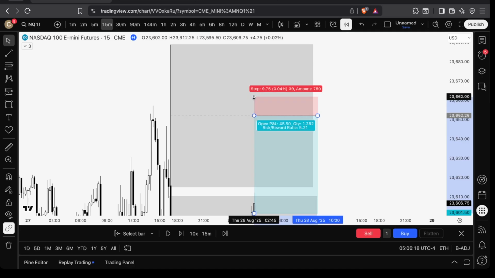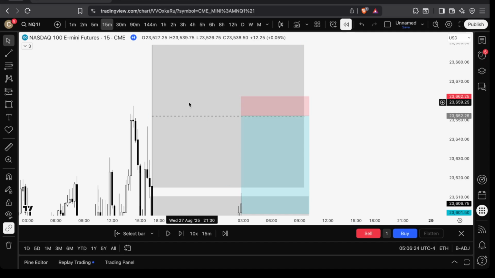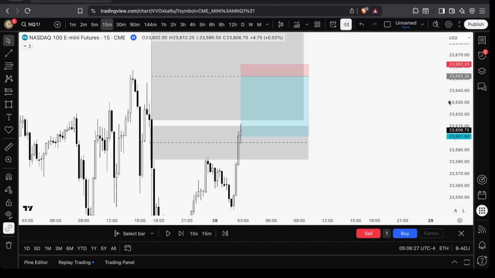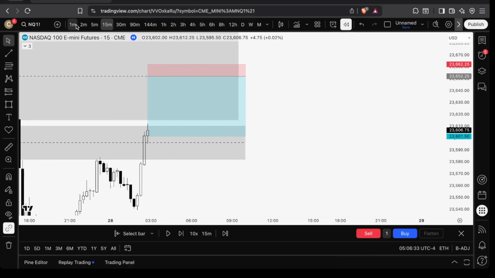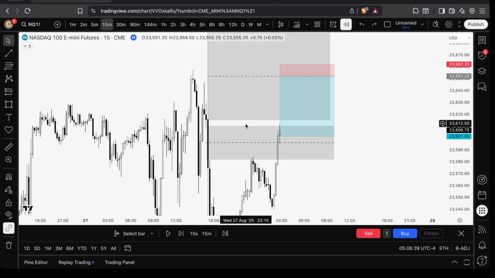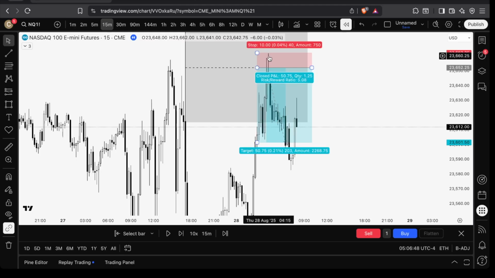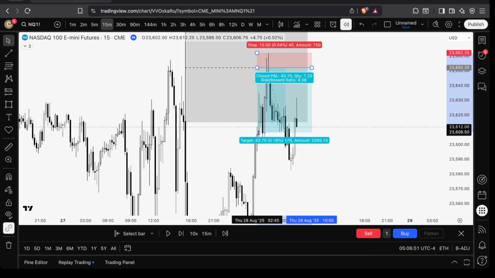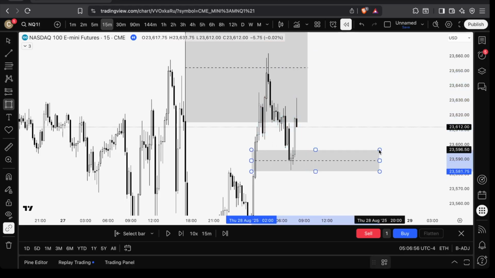Like right here at 10. So exactly at the middle, the CE, consequent encroachment. We don't really care about this fair value gap. So basically you put a limit order, then you just play it out. There you get hit, and your take profit gets hit. But it almost hit the stop loss, by 50 points, as shown right here, also the middle. Basically this is a ping pong.